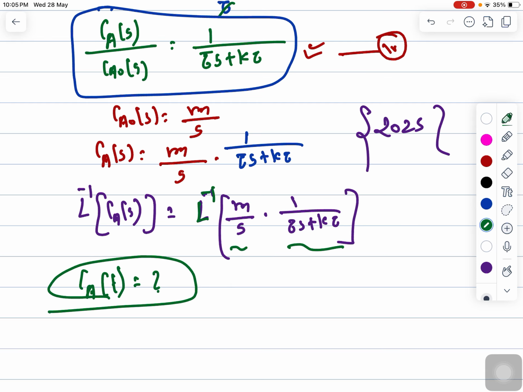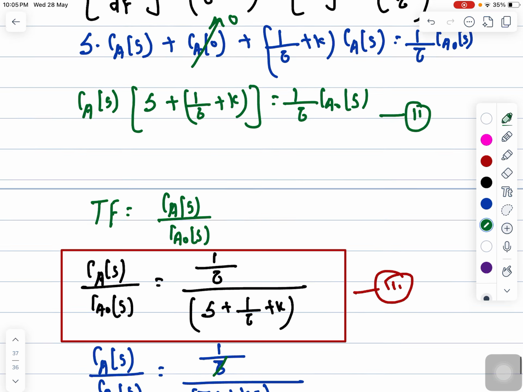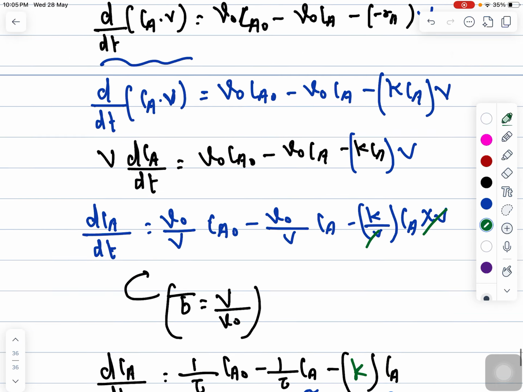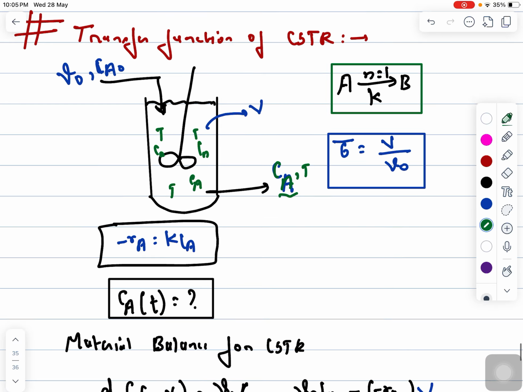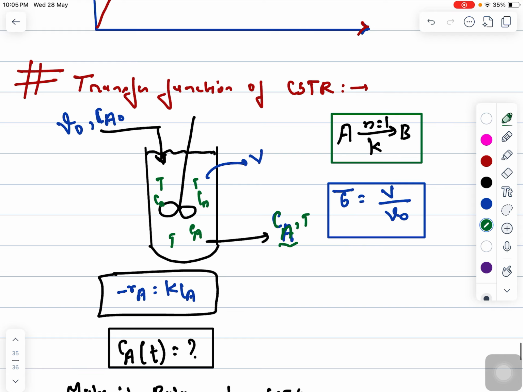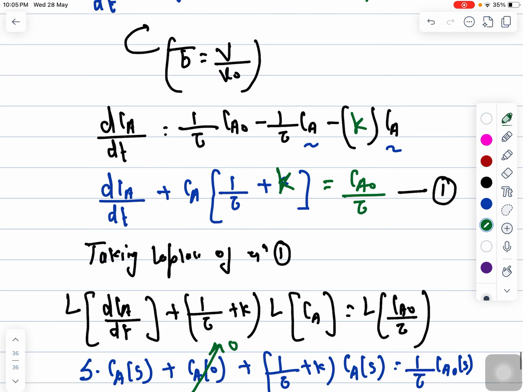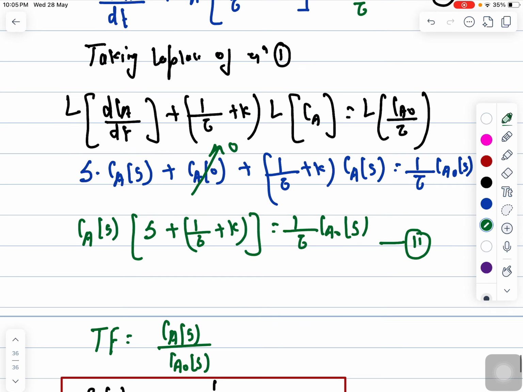In the next lecture I'll talk about the derivation of the transfer function for tanks: a single tank, interacting and non-interacting systems, and also the transfer function of the plug flow reactor. After that I'll also derive the transfer function for the energy system. So stay connected with my lectures. I'm continuously putting up lectures on process control these days. This lecture will be very helpful for GATE 2026 as well as the BARC examination. Thank you, see you in the next lecture.